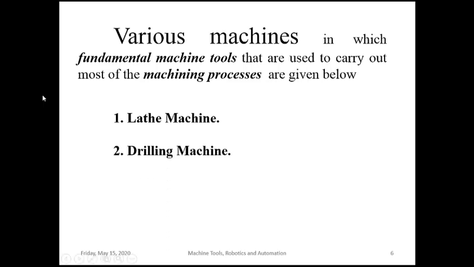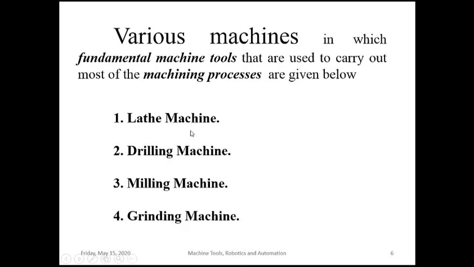Next we have the drilling machine, which is the second one. The third one is the milling machine, and the fourth one is the grinding machine. These are some of the machine tools which can be used to perform basic machining operations. So the first one, as I said, is the lathe machine, the second is the drilling machine, the third is the milling machine, and the fourth is the grinding machine.